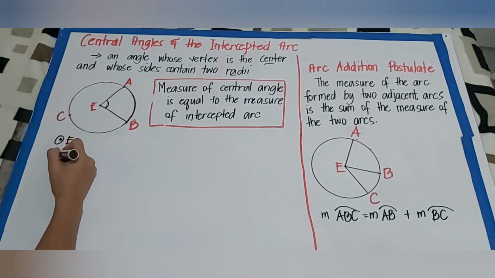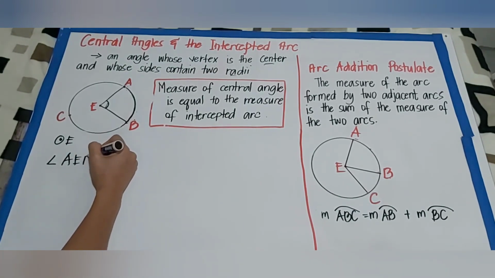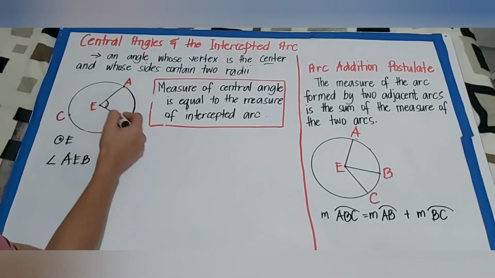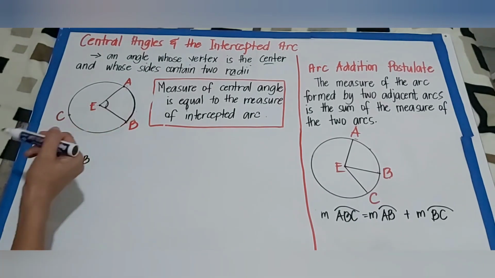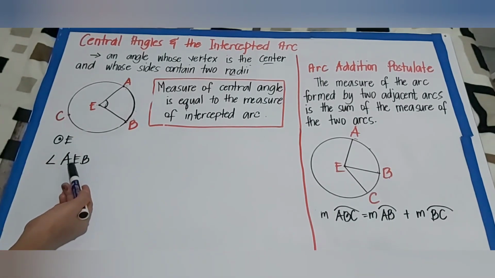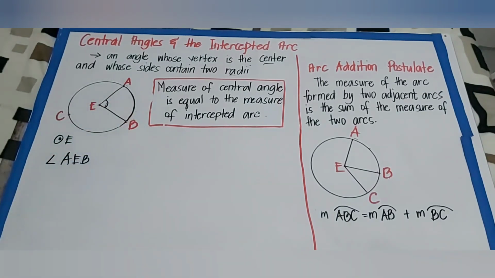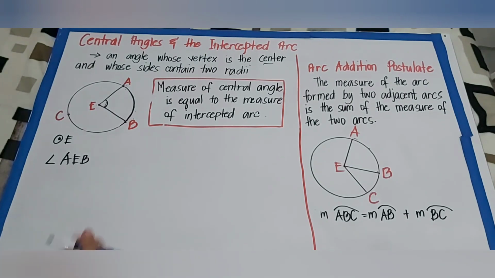Ang pangalan ng angle na yan ay angle AEB. Ito siya, AEB. Nandun sa center ang kanyang vertex. Pag nagpapangalan tayo ng angle, don't forget that the vertex should always be at the middle. Pwede siya maging BEA. Pareho lang yon, pero as long as yung E ay nasa gitna pa rin.